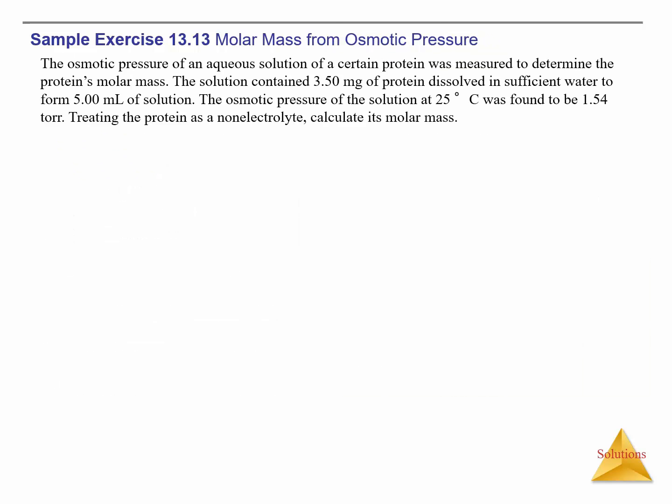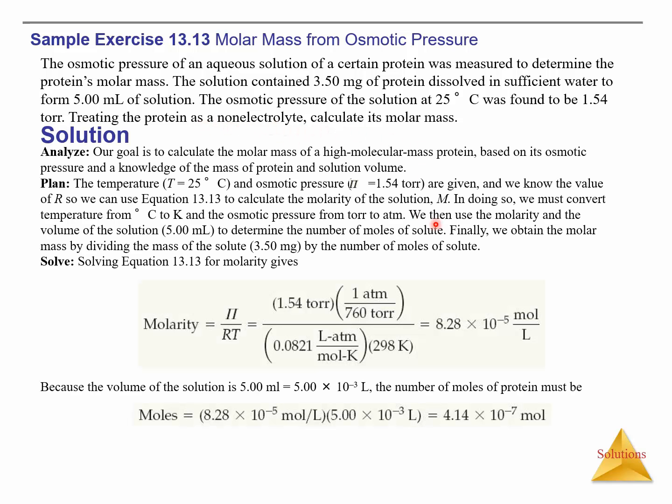Now, the second application, molar mass from osmotic pressure. The osmotic pressure of an aqueous solution of a certain protein was measured to determine the protein's molar mass. The solution contained 3.50 mg of protein dissolved in sufficient water to form 5 ml of solution. The osmotic pressure of the solution at 25 degrees centigrade was found to be 1.54 torr. Treating the protein as a non-electrolyte, calculate the molar mass.